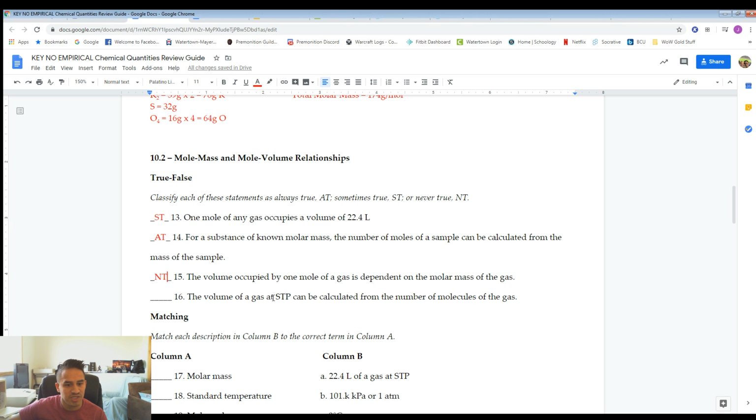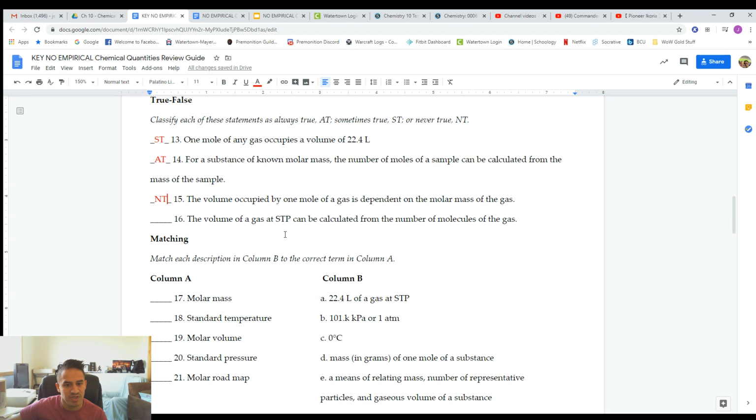So, number 16, the volume of a gas at STP can be calculated from the number of molecules of the gas. That is always true. And the reason why that is always true is because if we know how many molecules we have, that tells us how many moles we have. And if it's at standard temperature and pressure, we know that 1 mole of anything is 22.4 liters of space, which is volume. So easily calculated.